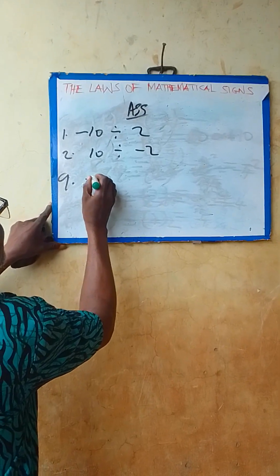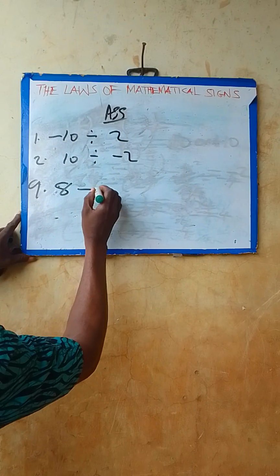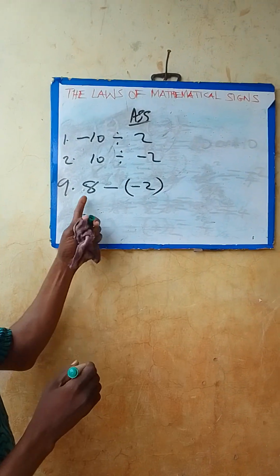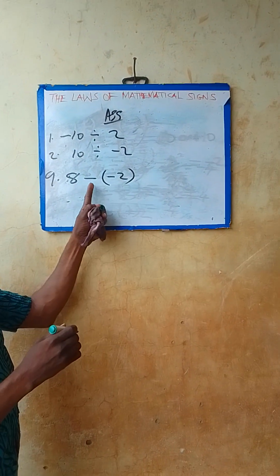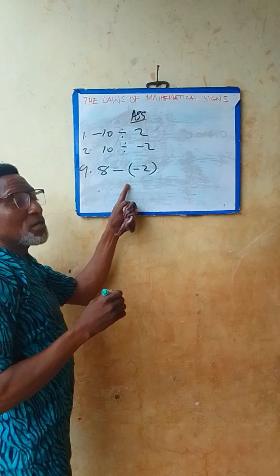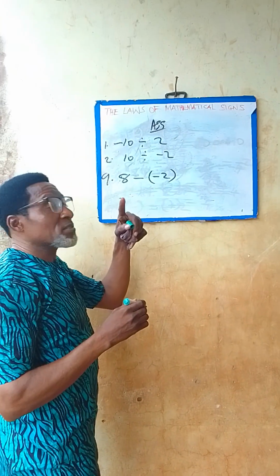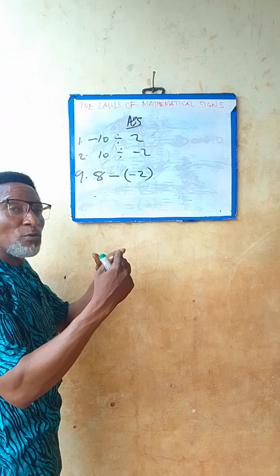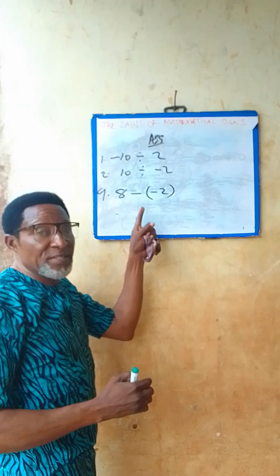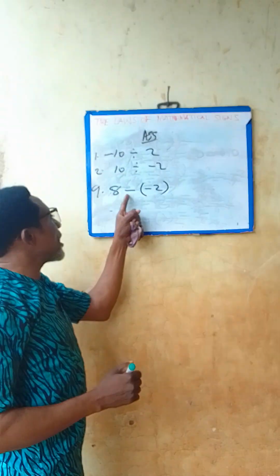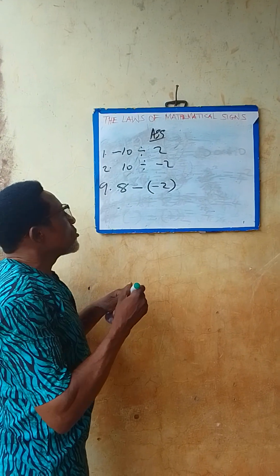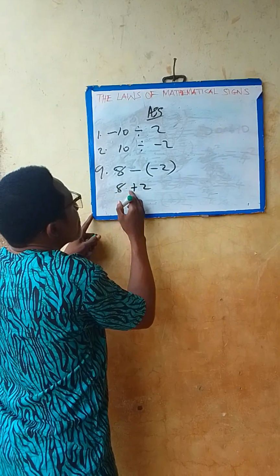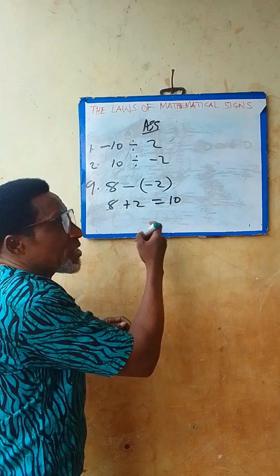minus, let's say, 8 minus 2. Now you see we are separating these numbers with parentheses. If you go to our previous lesson, you will see that when a negative and a positive number, or a negative and a negative number come together like that, you separate them with parentheses, like in this case. So this would now become minus times minus. So minus times minus here will be plus. So 8 plus 2 is 10, and this is plus 10.